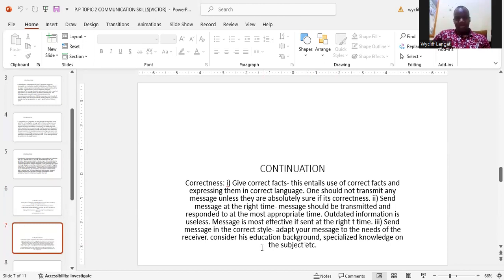Number three, send the message in the correct style. Adapt your message to the needs of the receiver. Consider his educational background and specialized knowledge on the subject.